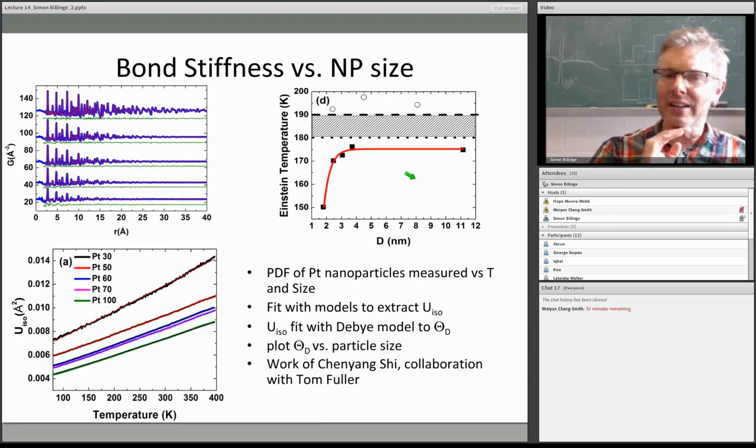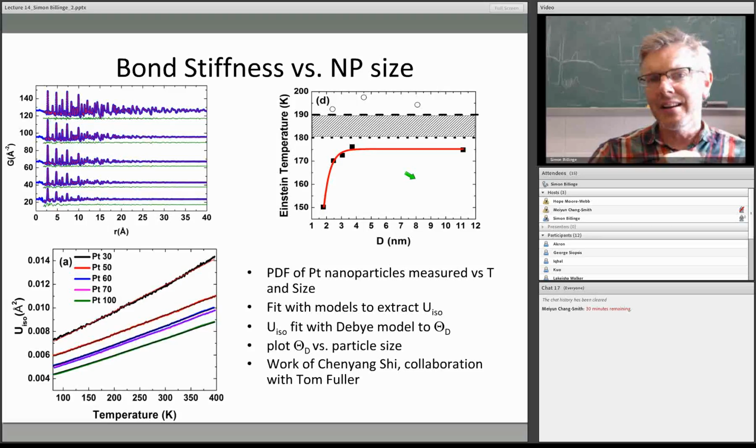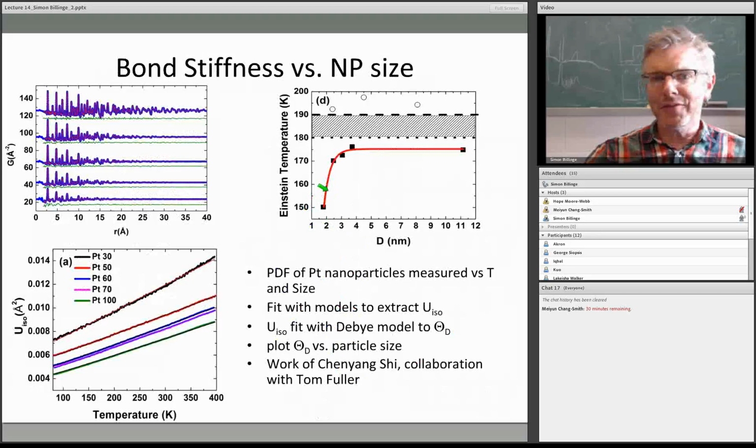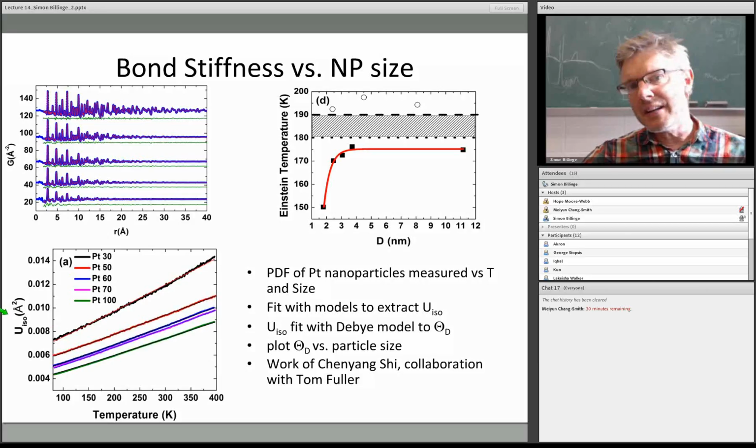We can also, by doing a little trick, measure the bond strength. So what we can do is we can look at the temperature dependence of the atomic displacement parameters. So we can look at the width of this peak here, and we can plot it as a function of temperature. And that tells us how soft or hard the bonds are, and then we can compare that to the nanoparticle size. So these are actually platinum nanoparticles, which are used in catalysts, but this is the bulk material, and this is the temperature dependence of the ADP, the atomic displacement parameter.